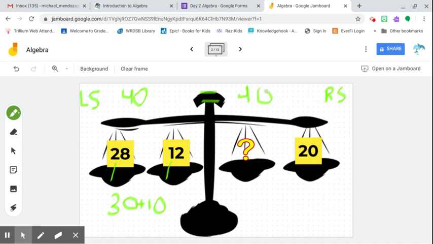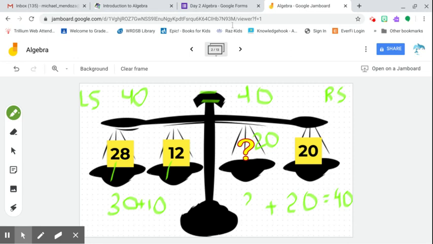Okay, so you could look at it this way. You could think to yourself, okay, question mark plus 20 would give me 40. So what would give me 40? Now you could look at some strategies. You can start at 20 and add on to 40, or you can take 40 and go backwards or subtract 20, and you would find out that it's also 20. So now our equation is balanced. 28 plus 12 equals 20 plus 20.